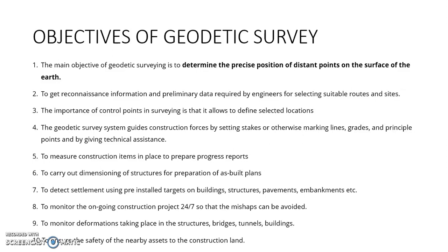Geotechnical survey systems guide construction forces by setting stakes or otherwise marking lines, grades, principal points, and giving technical assistance. It measures construction items in place to prepare progress reports. It also carries out dimensioning of structures and preparation of as-built plans. It detects settlements using pre-installed targets on buildings or structures, pavements or embankments.